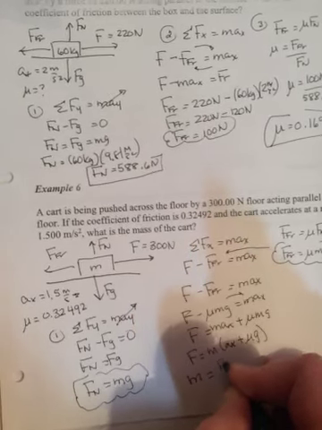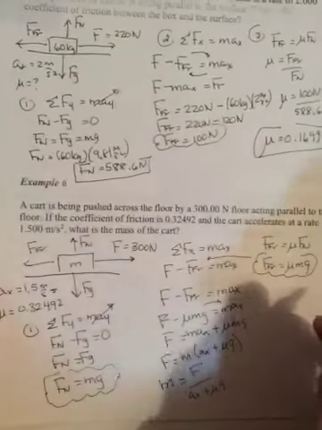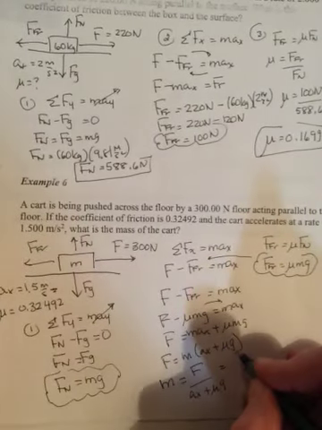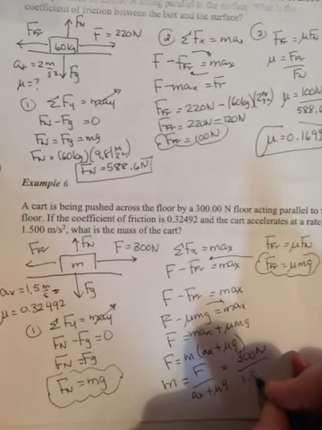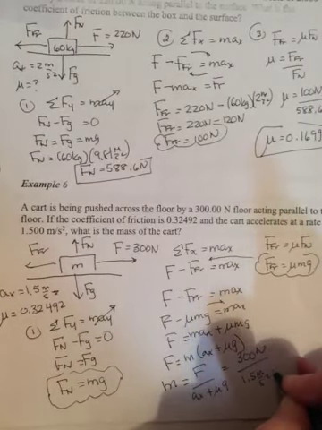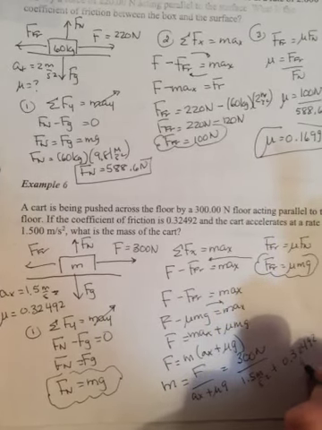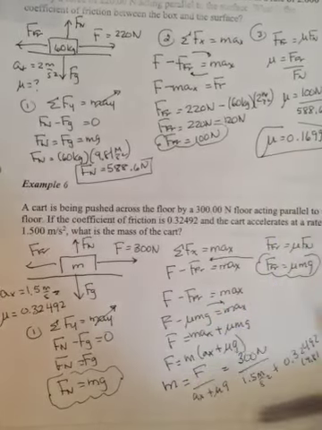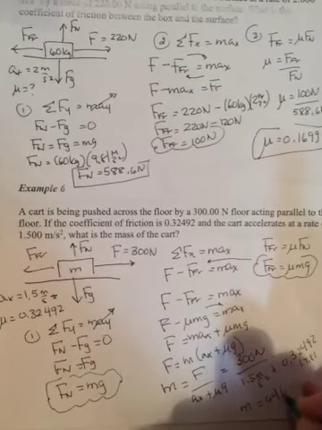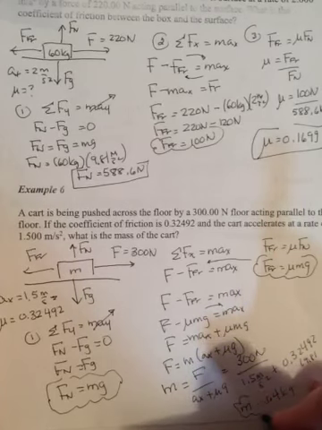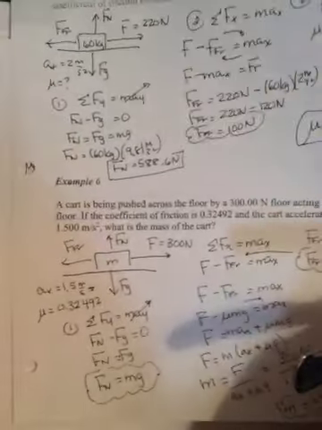So m is going to equal F over ax plus mu g, and I'm going to run out of time. F is 300 newtons. a was 1.5 meters per second squared. 0.32492 times 9.81. And when you do the math, you should get 64 kilograms. Okay? And so now you can do tonight's homework on sheet 127.